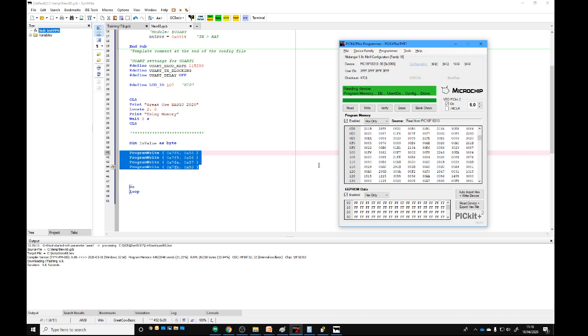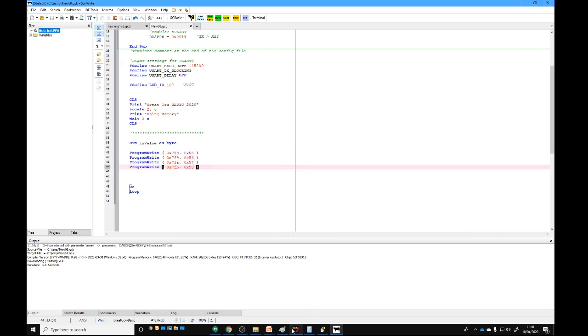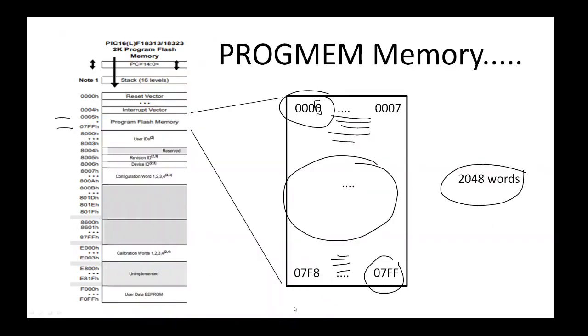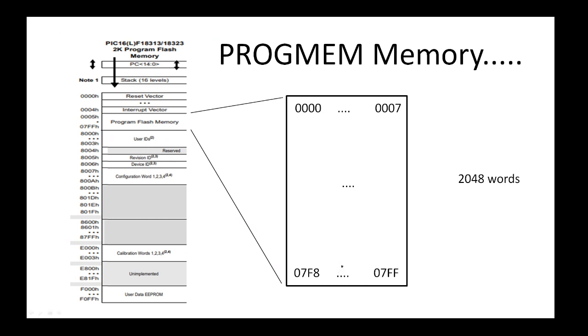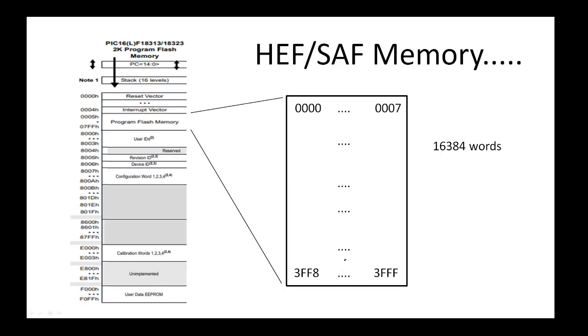Okay, now we're going to look at another type of memory. By looking at PowerPoint, we have another type of memory. It's called HEF or SAF, depends. It exists inside of the program flash memory that we just saw, but it actually exists at the top of memory. Now I'll explain this in a moment.